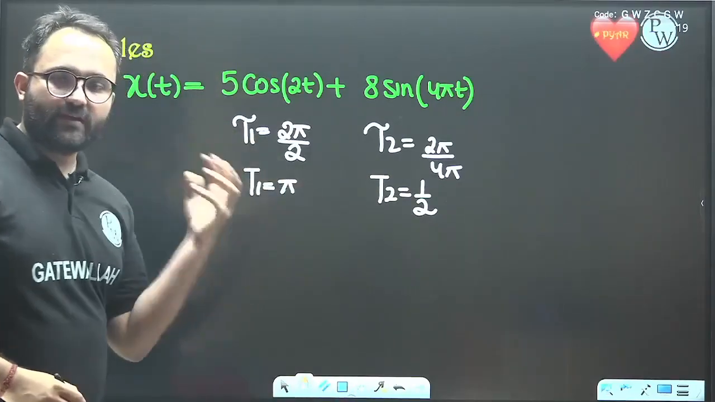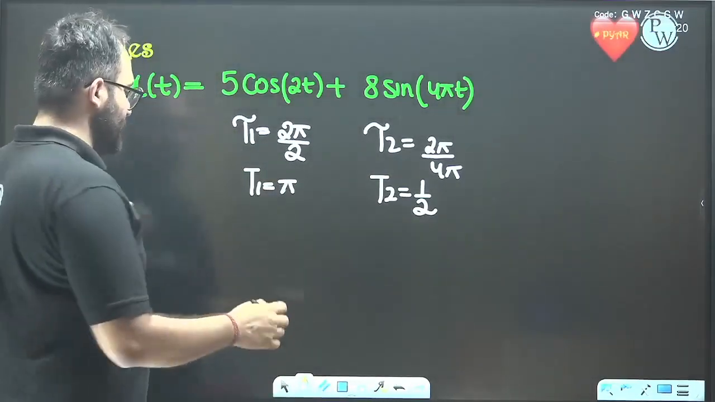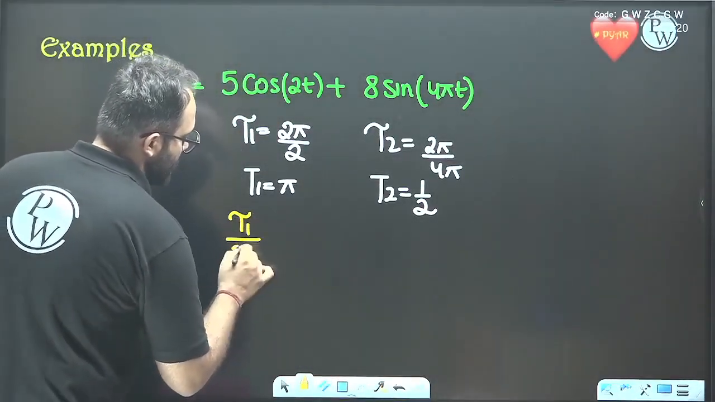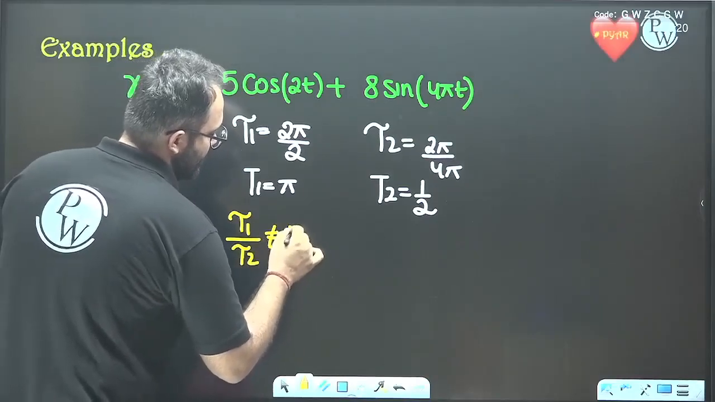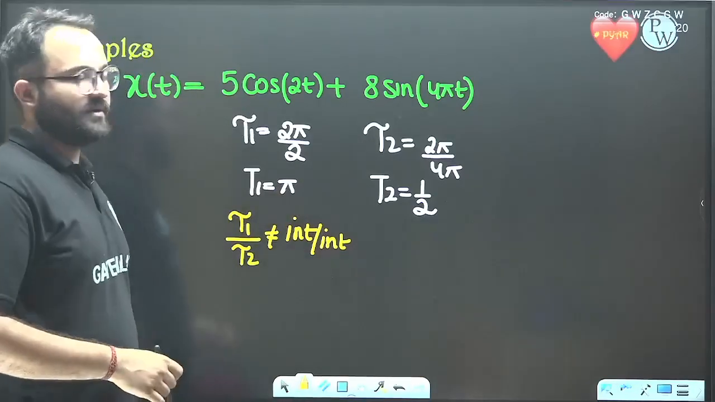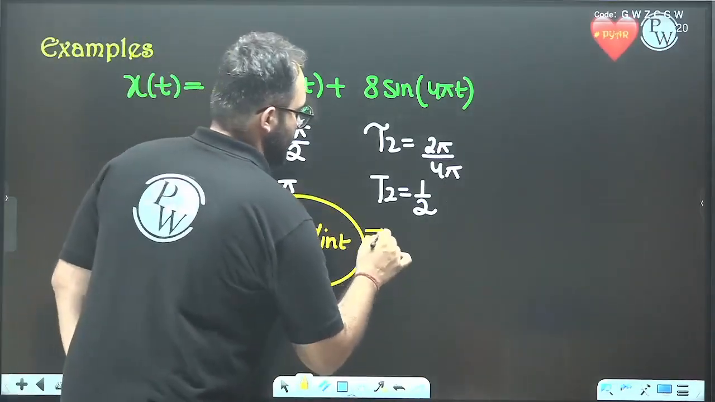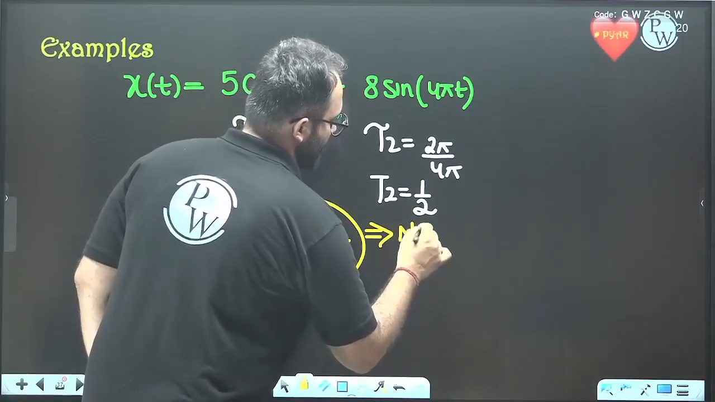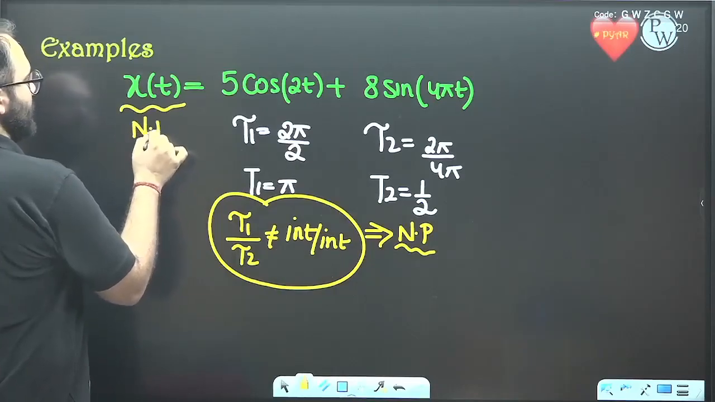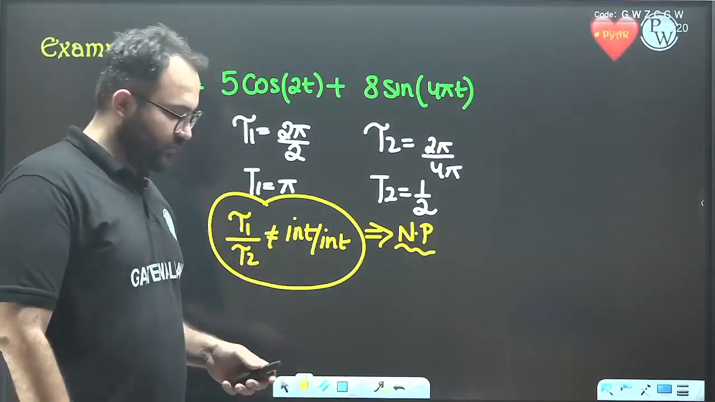Now it is very easily visible that T1 upon T2 will not be an integer upon integer ratio, because it will have an irrational number, that is pi, and thus the whole signal is non-periodic. Okay, so we can see that this is a non-periodic signal. I hope all of you are able to do it. Great.